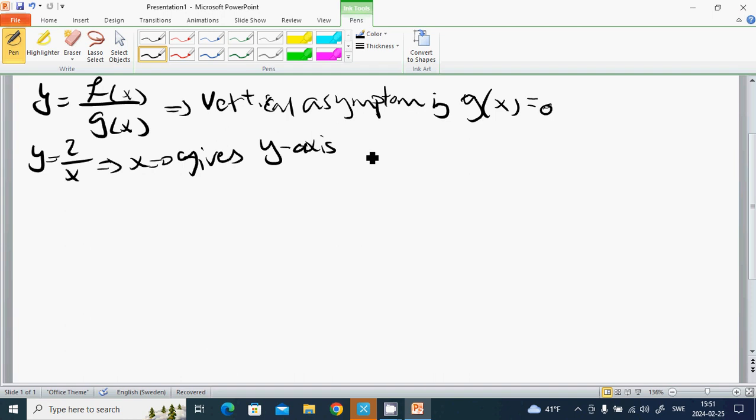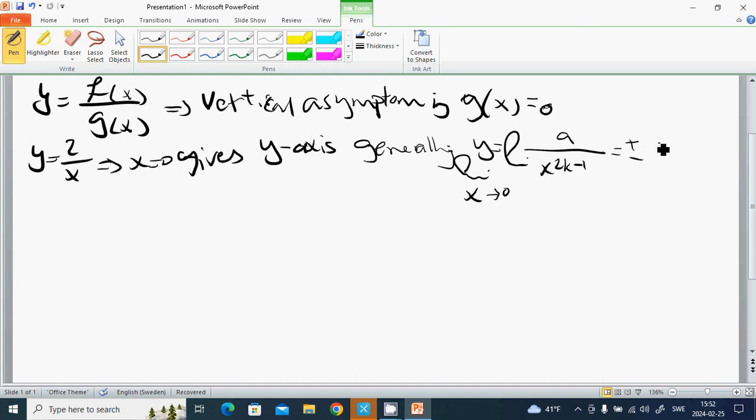And generally, if y equals a divided by x to the power 2k minus 1, then the limit as x goes to 0 equals plus or minus infinity. And if y equals a divided by x to the power 2k, the limit as x goes to 0 is infinity.